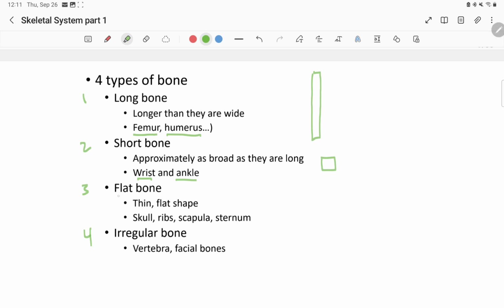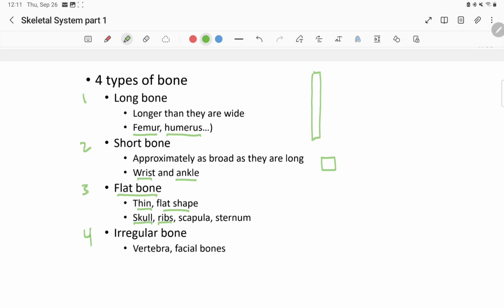Okay, flat bones are thin and flat shaped. Examples would be the skull bones, like the parietal bone, for example, the frontal bone. The lobes of the brain are named after the skull bones that they are near. So the frontal bone, and then of course that brain part would be the frontal lobe.